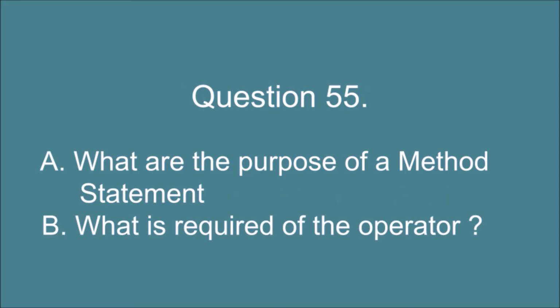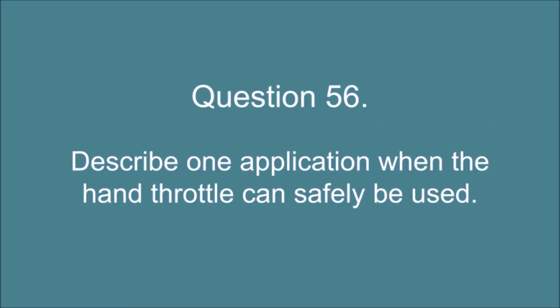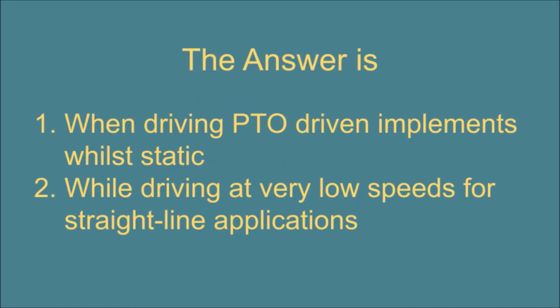Question 55. A. What are the purpose of a method statement, and B. What is required of the operator? The answer is A. A method statement describes how the work will be done safely and efficiently. B. The operator must be compliant with the method statement. Question 56. Describe one application when the hand throttle can safely be used. The answer is 1. When driving PTO-driven implements whilst static. 2. While driving at very low speeds for straight-line applications.